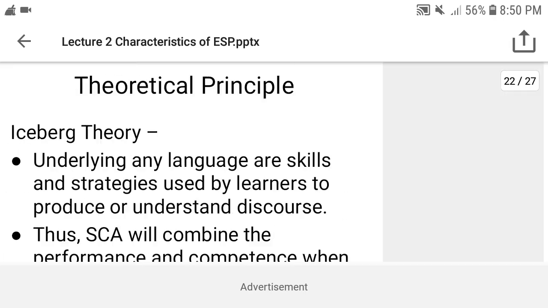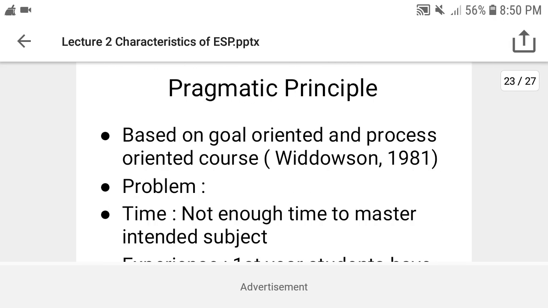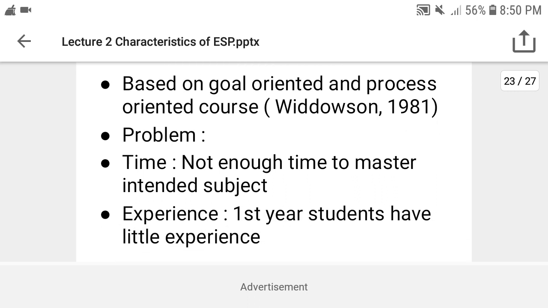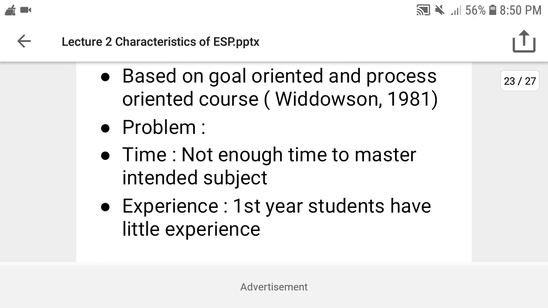Pragmatic principle. Based on a goal-oriented and process-oriented course. Problem: there is not enough time to master the intended subject and experience. First-year students have little experience.